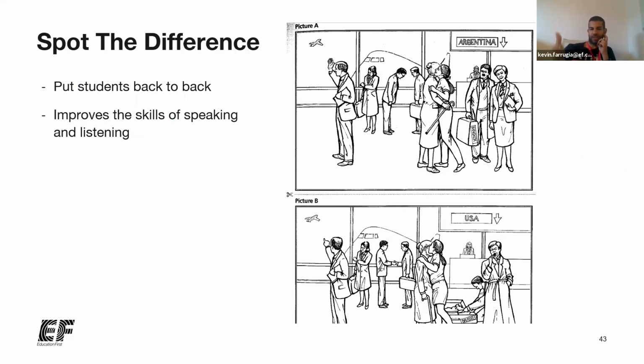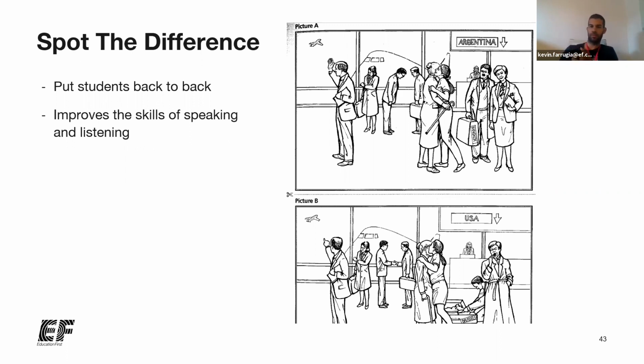In this case, it's about traveling. The way I do it is that I get the students to stand up and they go back to back. So they are not able to see their partner because they are touching their backs together. Person A gets picture A, person B gets the other picture, picture B. And their job is to find what are, in this case, the 10 differences between the two pictures. So they start speaking, they start listening, and each time they find the difference, they circle it on the paper. So they start, for example, from the left.